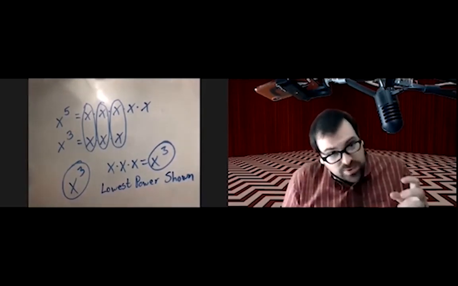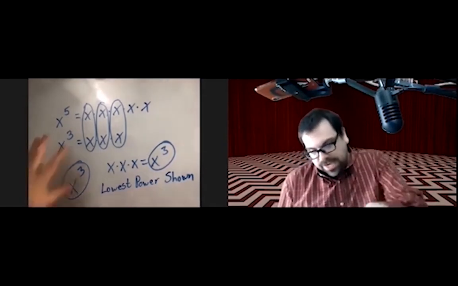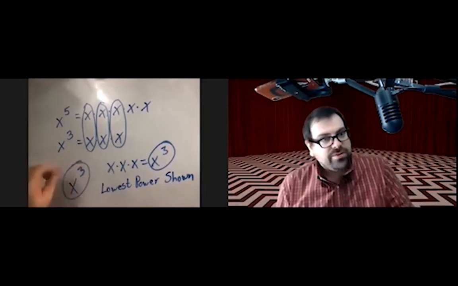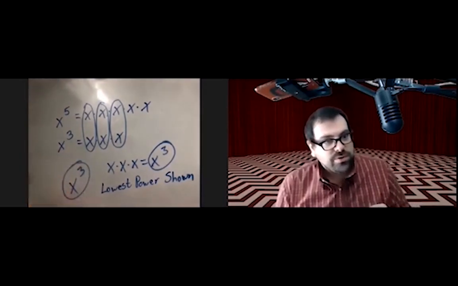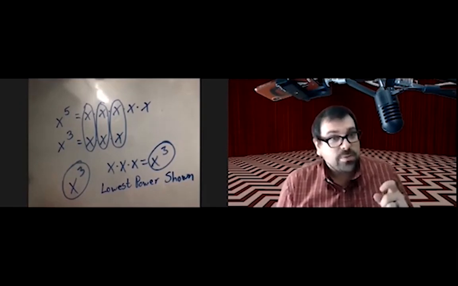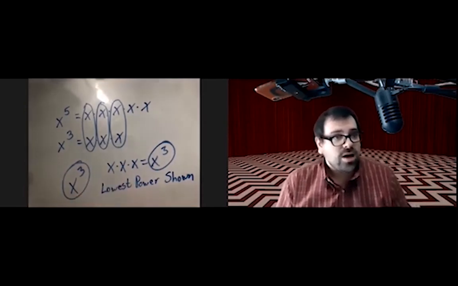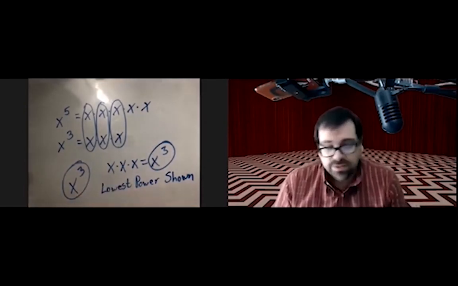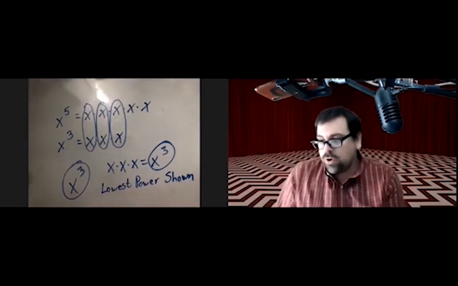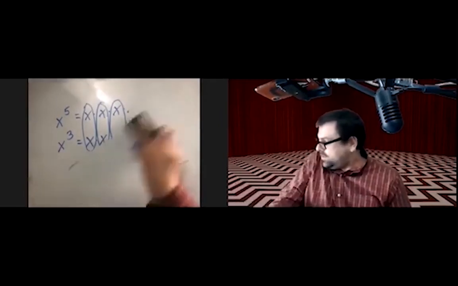If we put these two things together, how to find the greatest common factor of variables: lowest power shown. How to find the greatest common factor of numbers: take the prime factorizations. Everything that's in common is a part of the greatest common factor. We could find the greatest common factor of things like this.